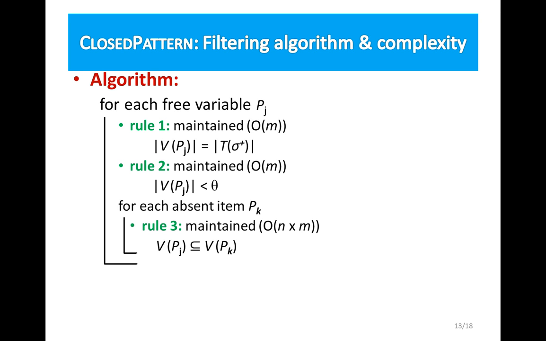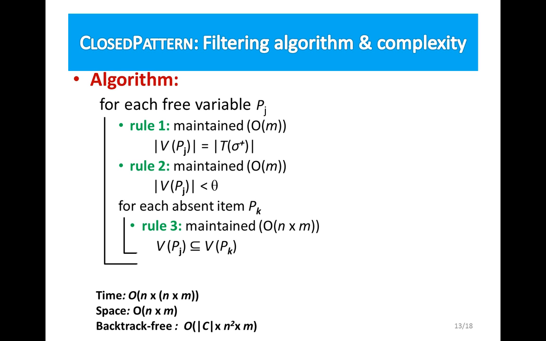Our filtering algorithm maintains three filtering rules for each free variable. The first and second rules are maintained in O(M) since we need to check the cover of each free variable. The third rule is maintained in O(N times M) since we need to compare the cover of each free variable with the cover of each absent item. So to sum up, we have a filtering algorithm with a cubic complexity in time and quadratic complexity in space.